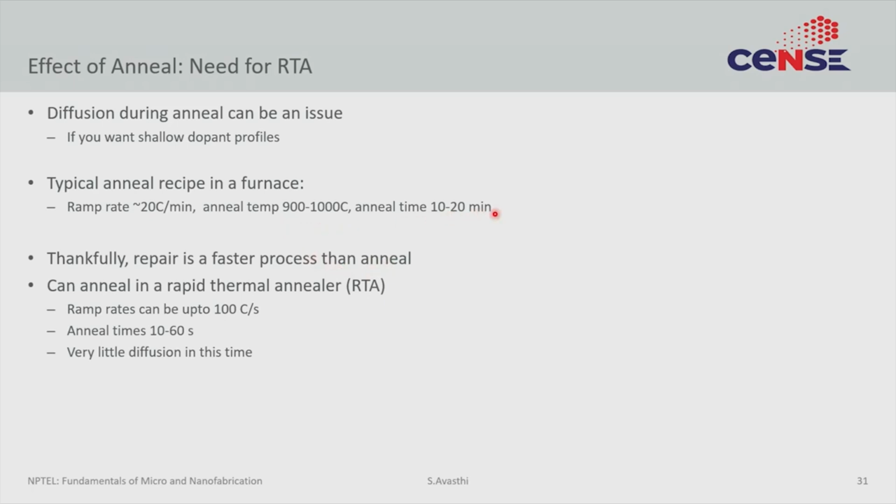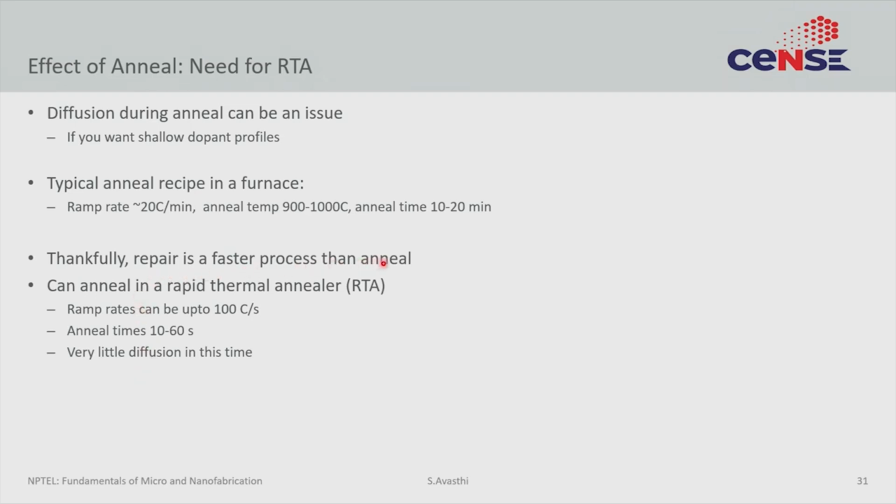Instead of, say, 10 minutes, 20 minutes, which are typically in a furnace, you can do things in 60 seconds, 10 seconds, 15 seconds. And if you remember, the depth of a diffusion is under root of Dt. By cutting down the time so heavily, you are reducing the diffusion of the dopants. There is just very little time for the dopants to diffuse in, so the dopant profile is maintained.